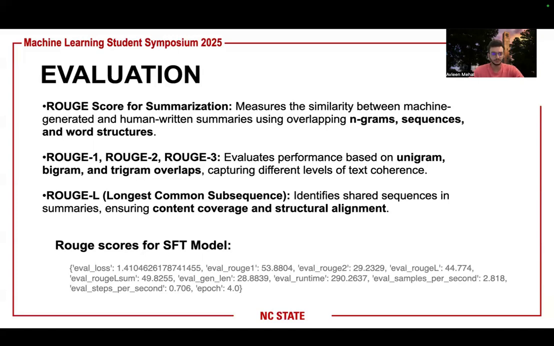ROUGE scores for our supervised fine-tuned model were around 53 for ROUGE-1 and 29 for ROUGE-2, which is a decent jump from the baseline model.